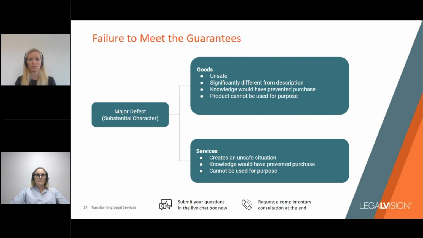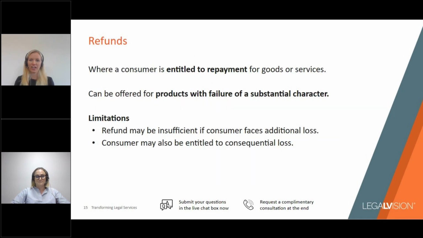We will now discuss what remedies you can offer your consumers: a refund, a return, a replacement, or repair. Kathryn, tell us about refunds. Thanks, Ellie. So under the CGA, consumers may be entitled to a refund in certain situations. A refund is where the consumer is repaid the amount they have paid for the goods or services. And as Ellie noted, a refund can be offered, for example, when a business sells a product or service with a failure of substantial character.